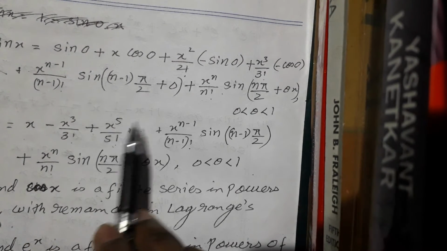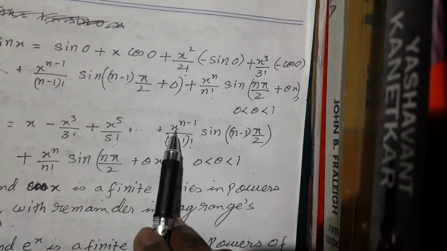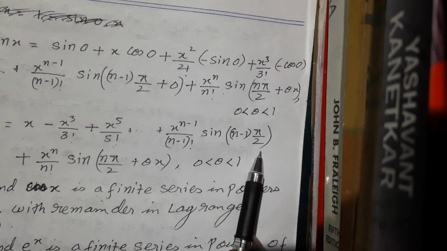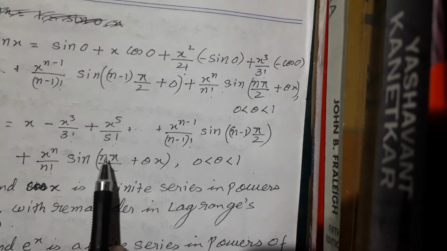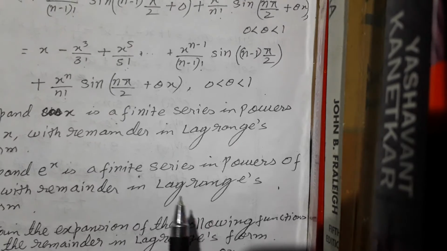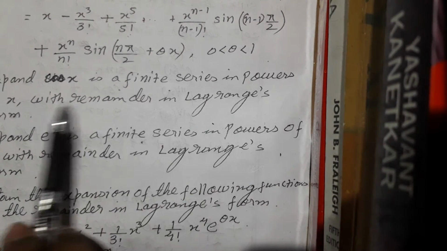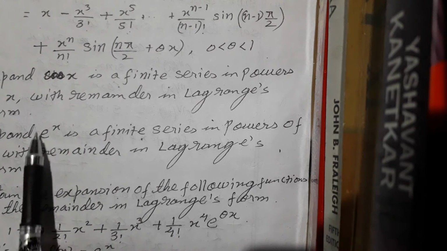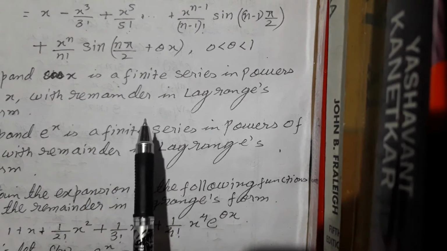In the similar manner, if we proceed further, we get plus x^5 by 5 factorial plus and so on. Here we're getting x to the power n minus 1 by n minus 1 factorial sin((n minus 1) pi/2) plus x^n by n factorial sin(n pi/2 + theta x), where 0 is less than theta is less than 1. In the similar manner, you can expand cos x as a finite series in powers of x with remainder in Lagrange form, and you can find it for e^x also. Proceed in the same manner as I have done for sin x.